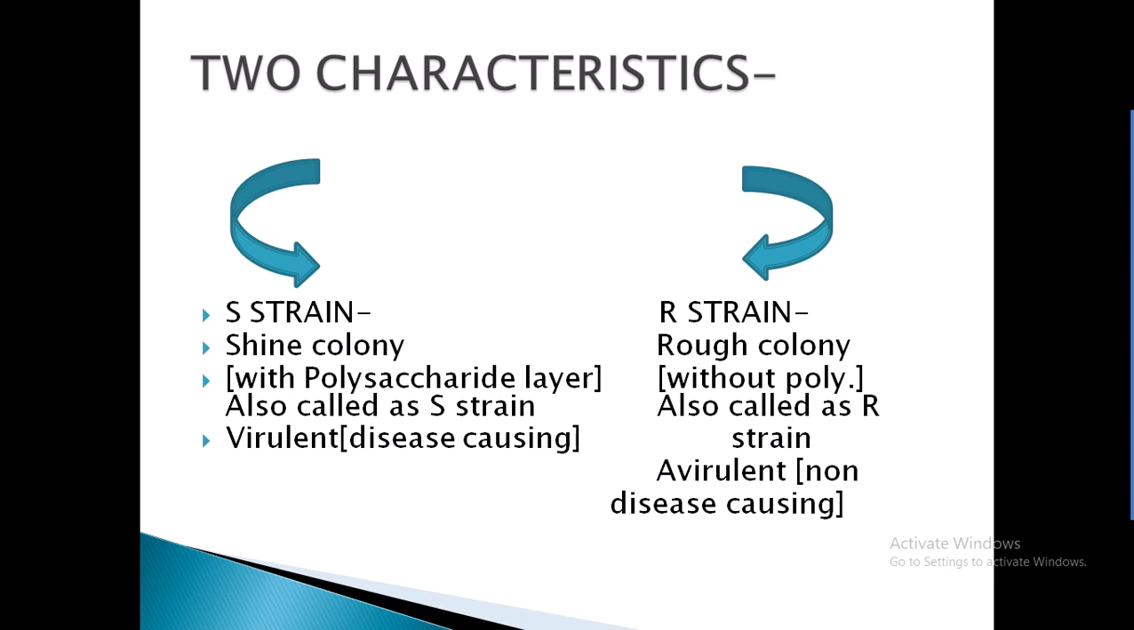Now what exactly does R strain stand for? R bacteria form colonies that were rough. The rough appearance was due to the absence of the polysaccharide layer. The R bacteria were non-virulent, meaning that they did not cause any kind of sickness or disease when injected into the mice.